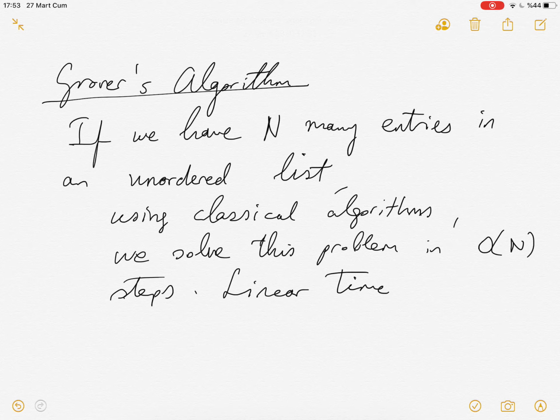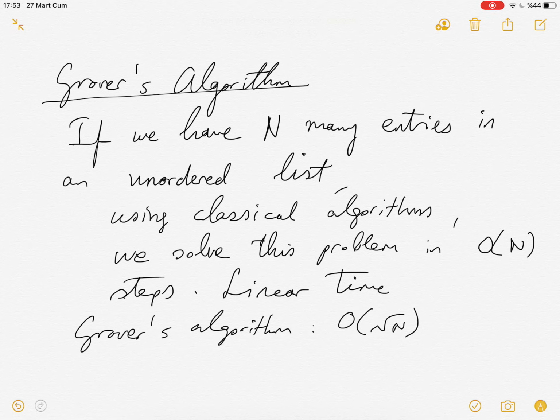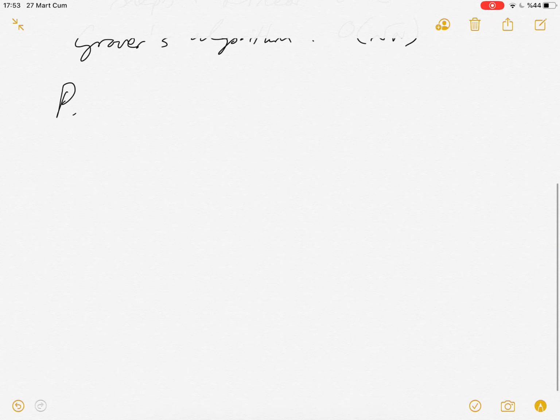Now Grover's algorithm is a quantum algorithm which solves this problem in square root of n steps. So we have a quadratic speedup over the classical algorithm. Now, one way to put this problem is to put it in an abstract form. We consider a function given as a black box. So now we're trying to state the search problem in terms of functions.